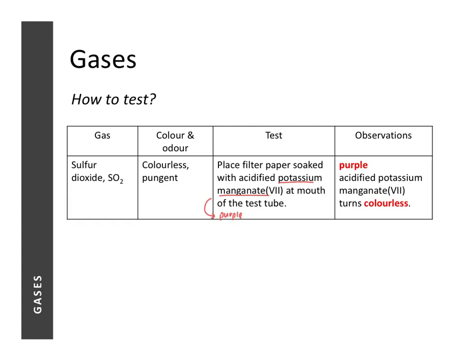And when exposed to sulfur dioxide, the acidified potassium manganate(VII) will undergo a reaction. We will learn this later. It's called a redox reaction. And then it will turn colorless. So when it turns colorless, it tells you that sulfur dioxide is present.